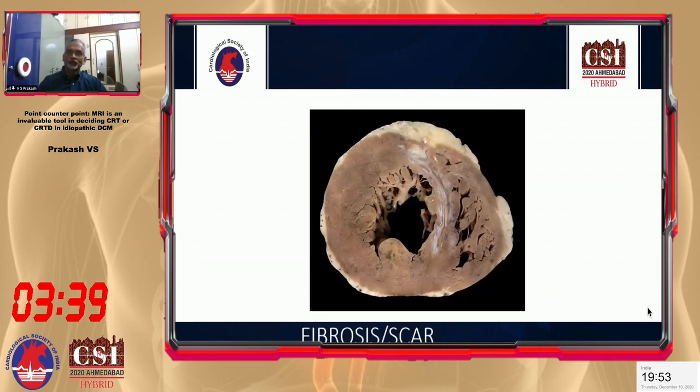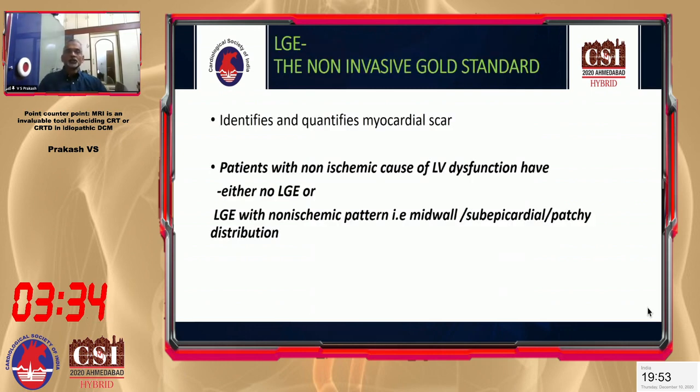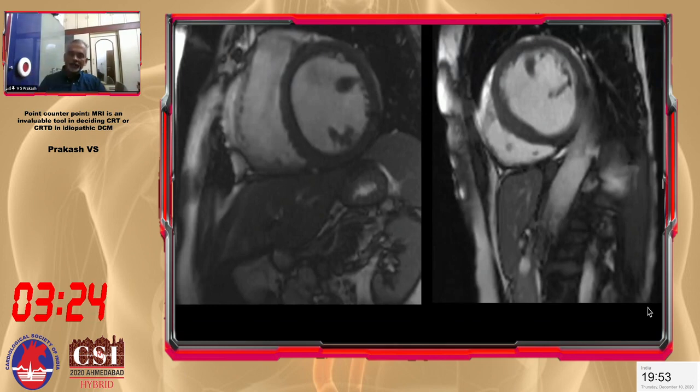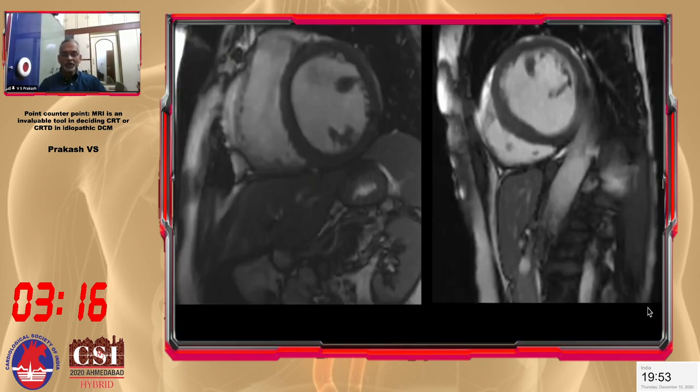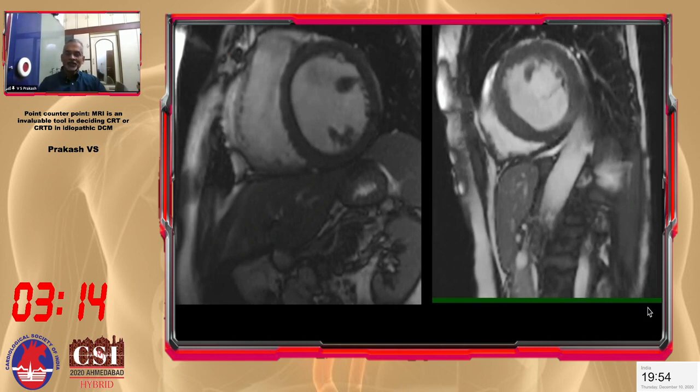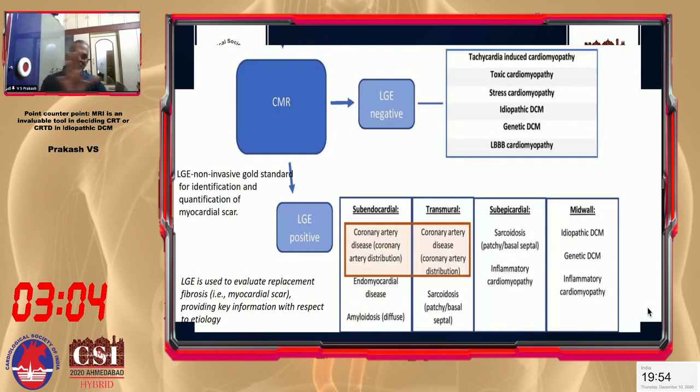There must be some kind of arrhythmogenic substrate, either a fibrosis or scar. So the best way to probably predict, as Dr. Akhil was telling us, is LGE, the non-invasive gold standard, which identifies myocardial scar. Especially in the non-ischemic variety, you have a mid-myocardial scar or a subepicardial or a patch distribution. As you see here on the left-hand side is late gadolinium showing a mid-myocardial scar, whereas the other, an infarct with a transmural scar in an inferolateral location, differentiating ischemic from non-ischemic.